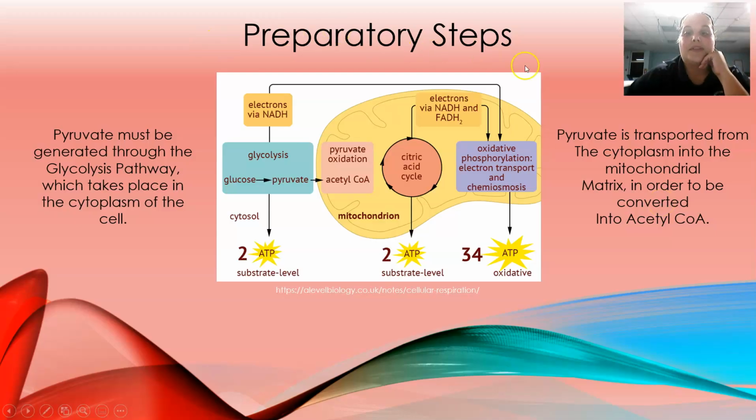So there are two preparatory steps that have to take place before the pyruvate can actually make it to the mitochondria and start with the process. The first one is that the pyruvate has to be generated through the glycolysis pathway, and this, as we know, takes place in the cytosol, the cytoplasm of the cell. The second preparatory step is that pyruvate has to be transported from the cytoplasm into the mitochondrial matrix, and it has to be here in order to be converted into acetyl-CoA.